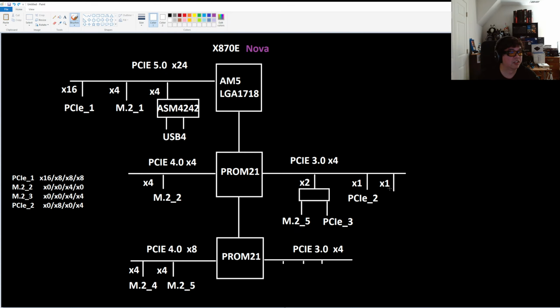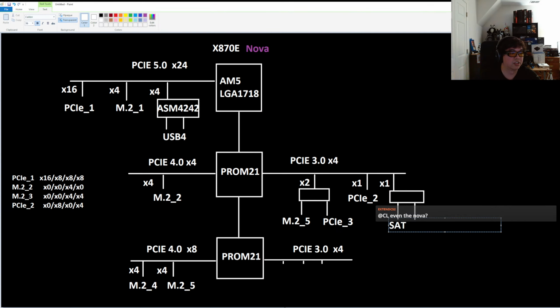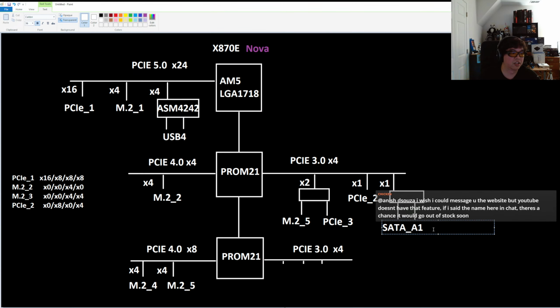All right, and then finally down here, this X1 slot, they have a splitter. So this one is an ASM, I forget the number, it's like ASM something 61 or something. This basically splits for 2 more SATA. See, so you're basically getting a whole bunch of random stuff on the Nova, and this thing is only like 350 bucks. So you're getting SATA A1 and SATA A2. So you're getting 2 SATA ports on this final lane of Gen 3.